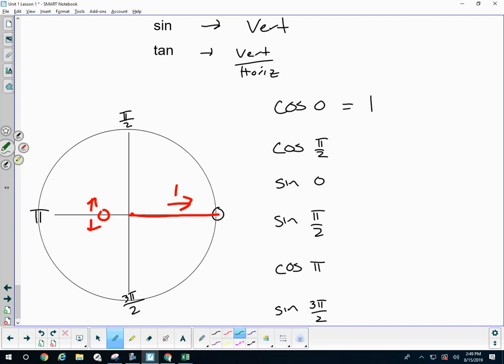However, if I ask you what's the cosine of pi over 2? Well, thinking about it the same way, if I go to this location of pi over 2 on the unit circle from the origin, I do not go left or right at all, but I do go up. This is why the cosine of pi over 2 is 0, because I do not go to the left or right. However, the sine of pi over 2 is 1.